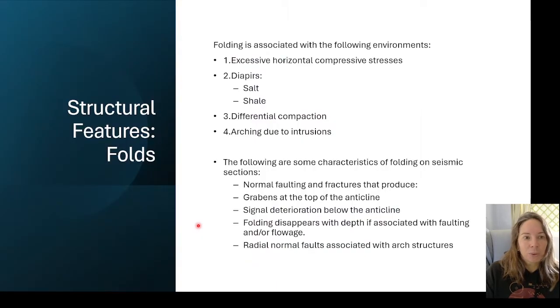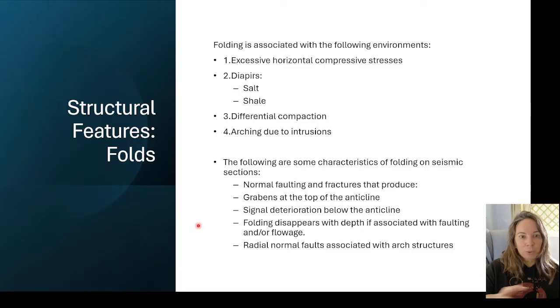All right, in terms of folds, we get folding in a lot of different environments. Some of the examples would be areas where we have excessive horizontal compressive stresses, areas where we have shale or salt diapirs, differential compaction, arching due to intrusions. There are different characteristics we can look for in the seismic sections, from normal faulting and fractures that give us grabens at the top of the anticlines. We may have some signal deterioration below the anticline, and I'll show you an example of this.